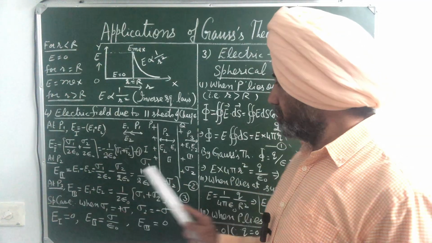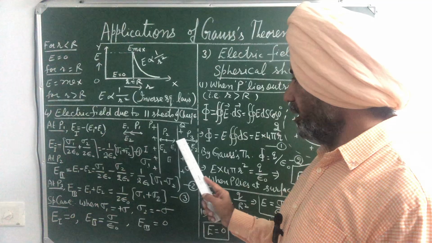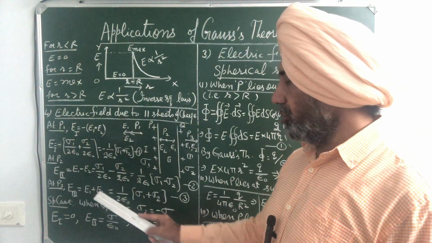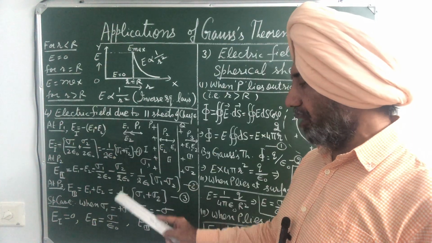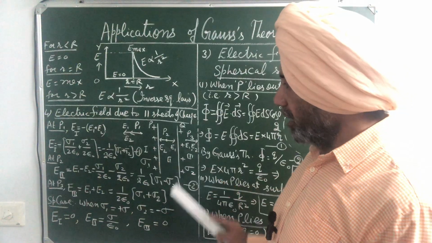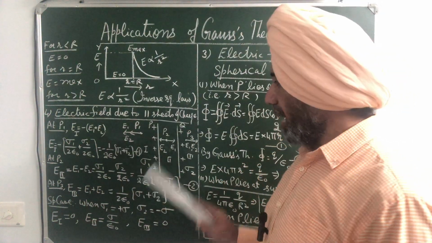Similarly, at point P3 in the third region, E3 will be equal to again E1 plus E2. Same direction, added, sign is positive. So E1 plus E2 will be 1 upon 2 epsilon naught (sigma 1 plus sigma 2). So these are the three electric fields in region first, second and third due to a set of two parallel metallic sheets.